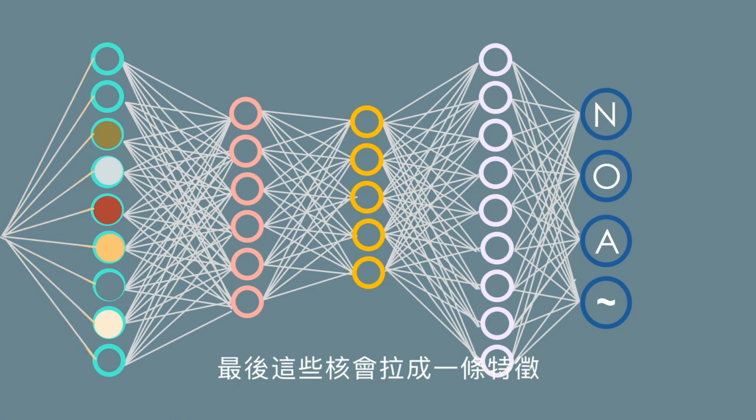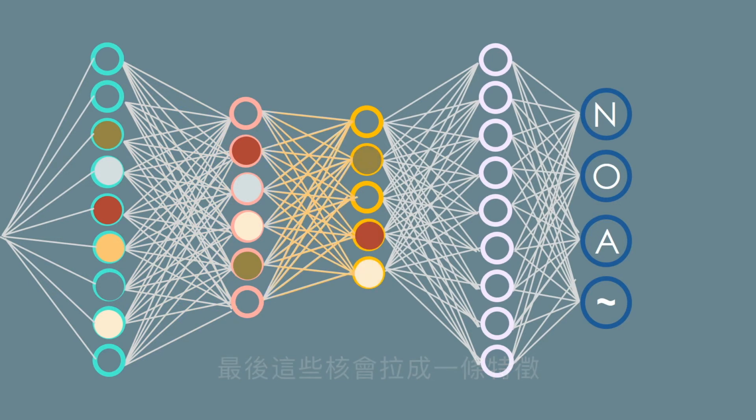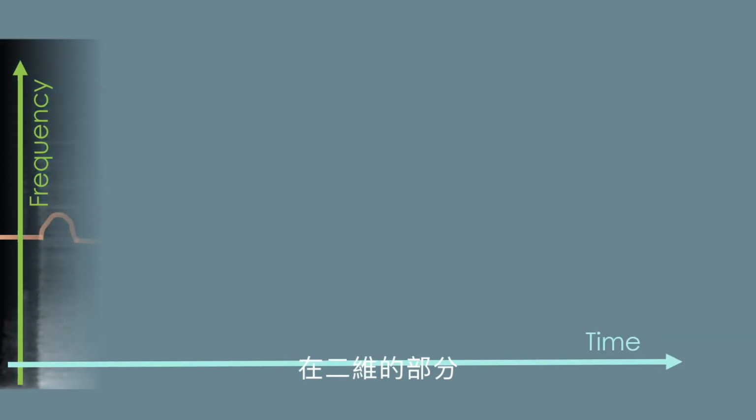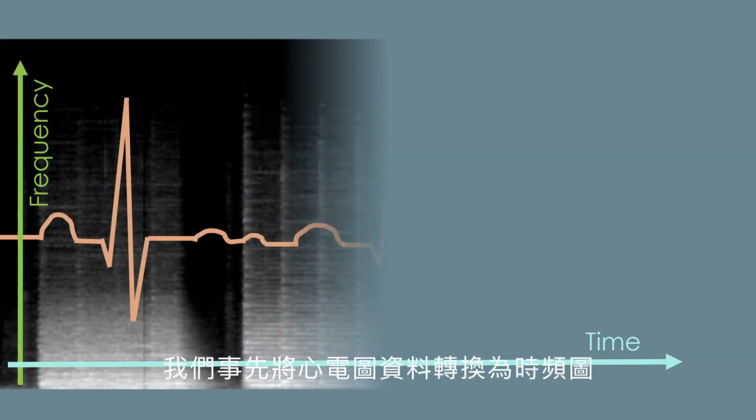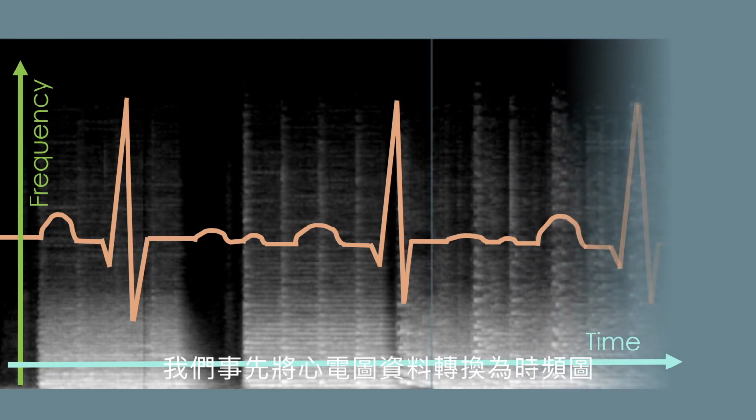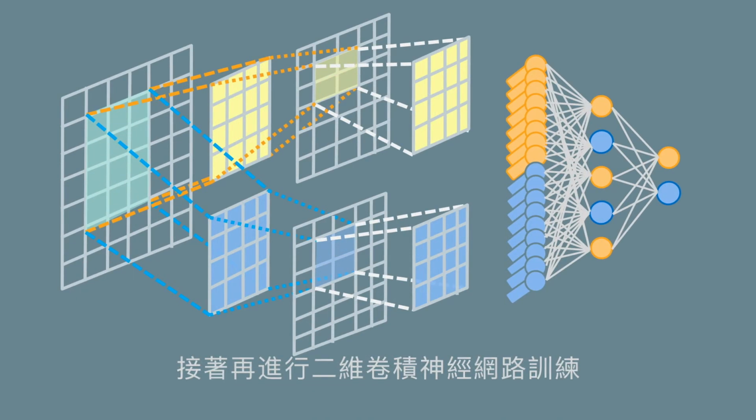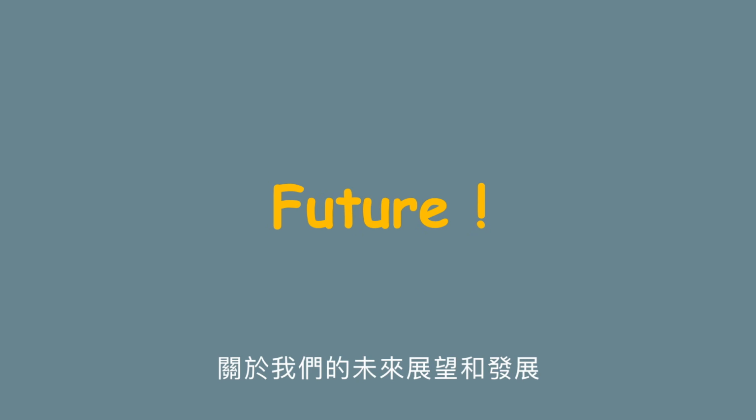Finally, these output nodes will be flattened into a one-dimensional array, then sent to fully connected layers, and we get the probabilities for each category. In two-dimensional CNN, we transform the electrocardiogram data to a spectrogram and do the same thing as in one-dimensional CNN. Lastly, our future plan.